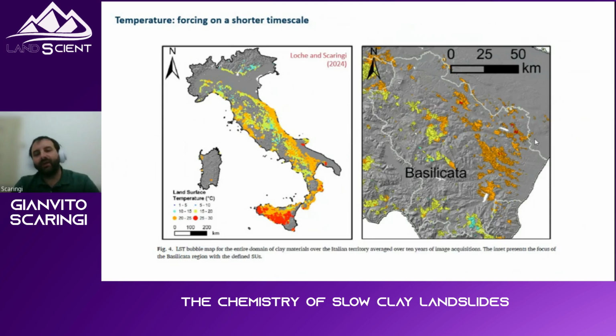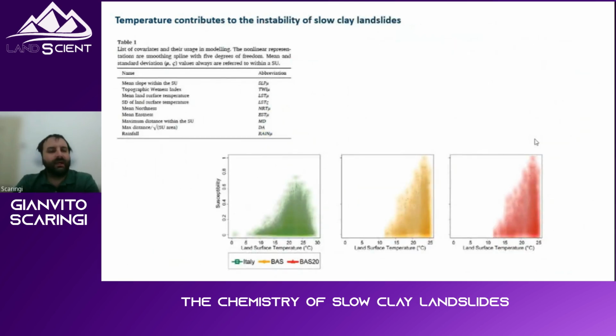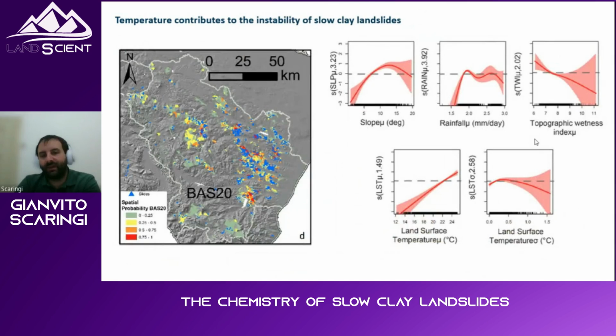in behaviors. My colleague Locke and I did an experiment in data-driven modeling where we took the gentle clay slopes in the Apennines, and we made a susceptibility mapping using a small number of covariates, including temperature, to see whether temperature could explain the activity of these clay slopes. And we were very surprised when we found that in our susceptibility maps, the land surface temperature of these slopes was actually a good predictor of instability.